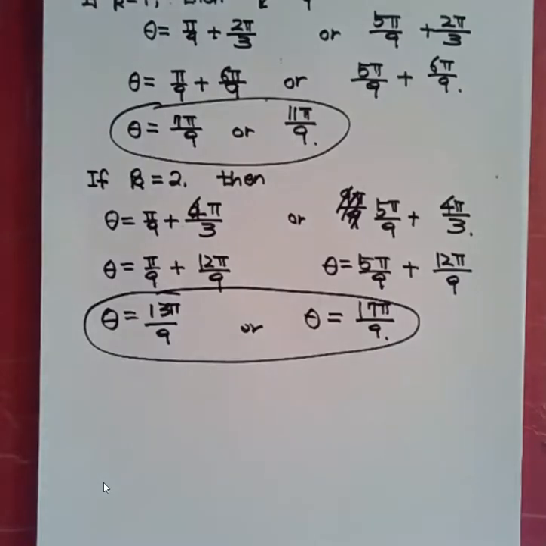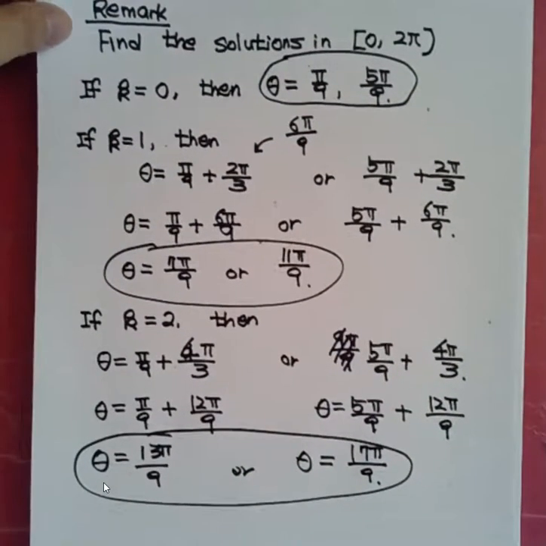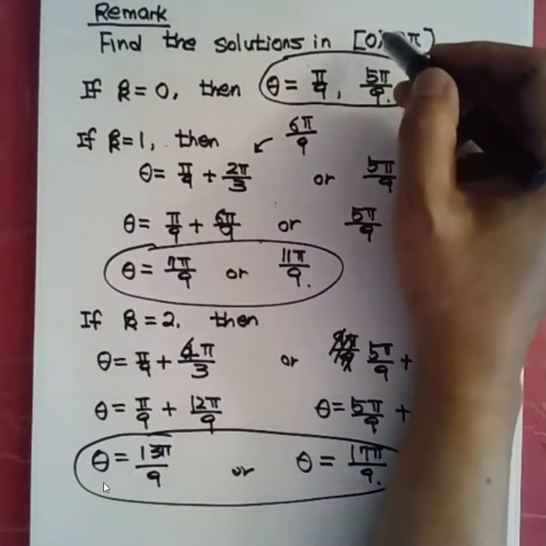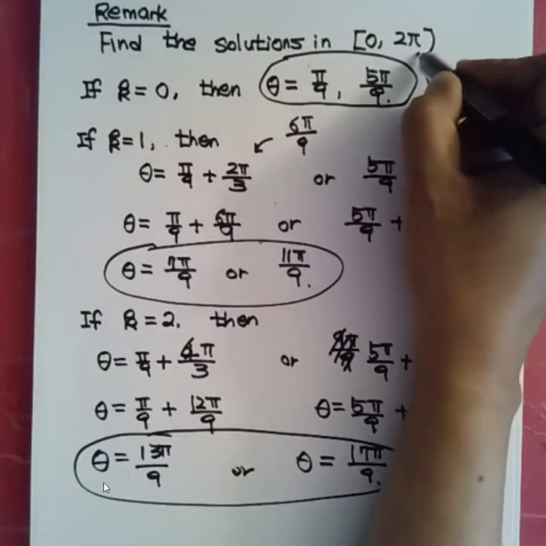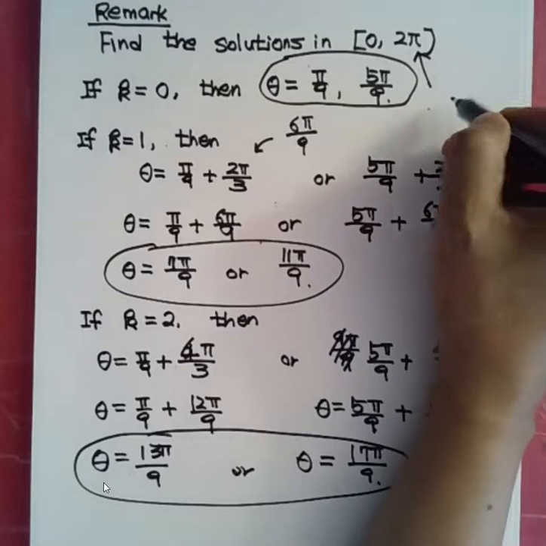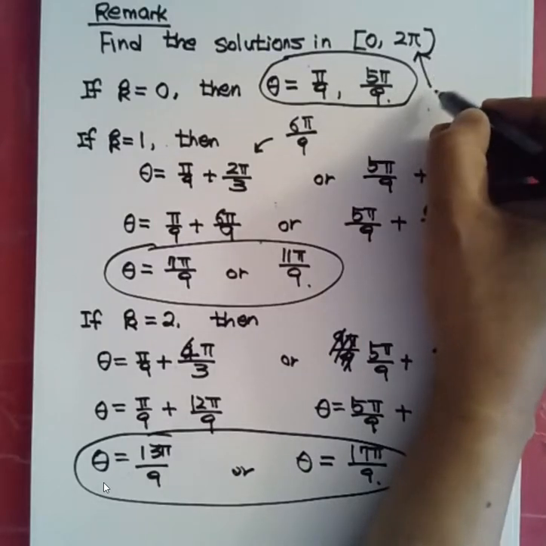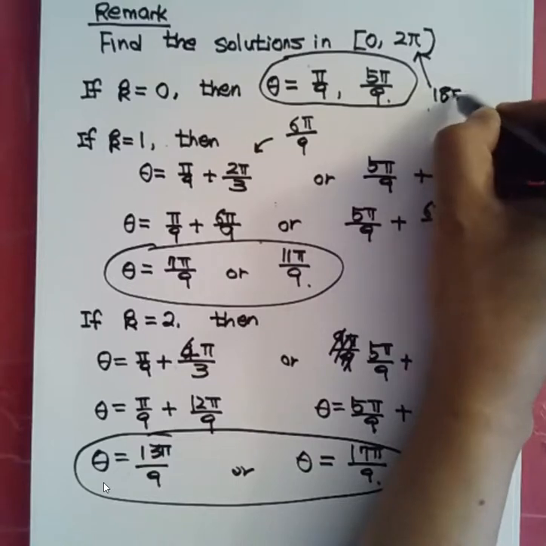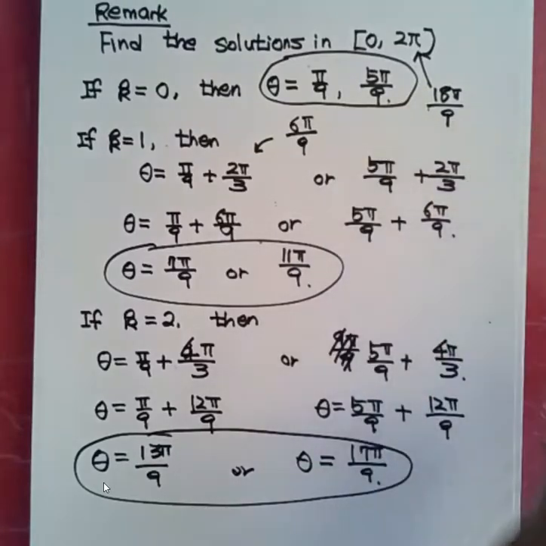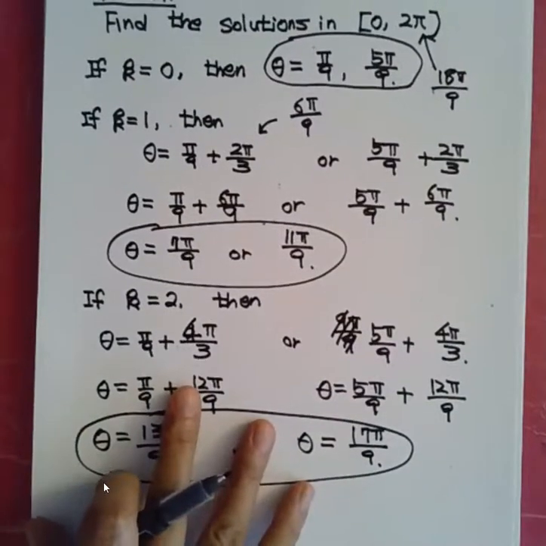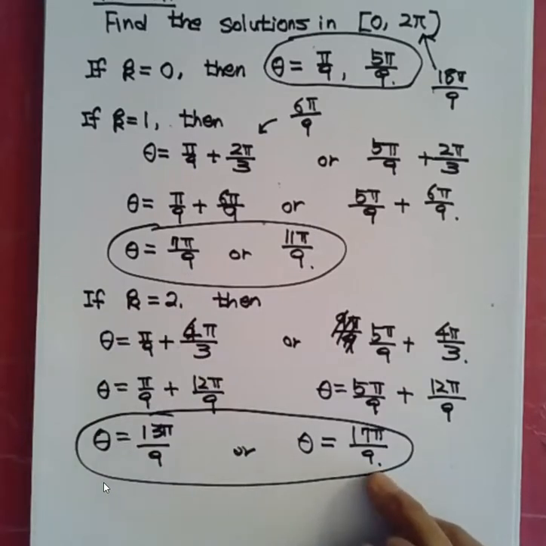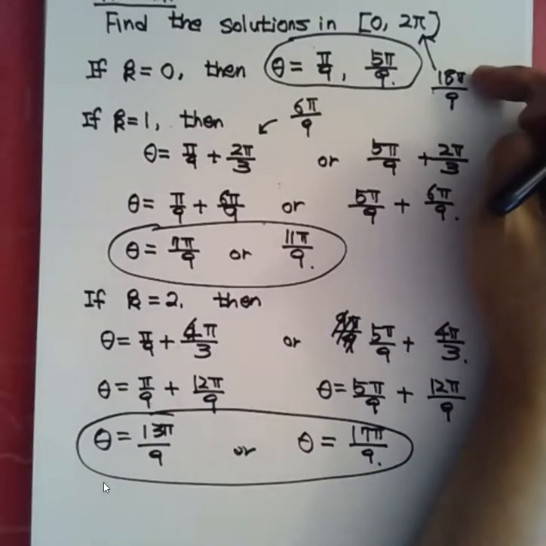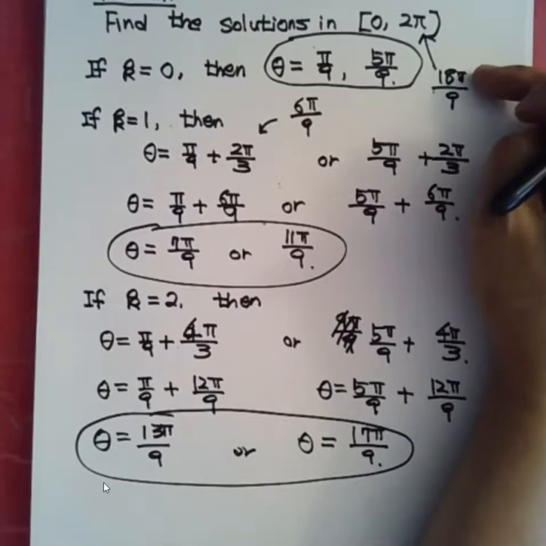What you have to notice here is the solution must stay between 0 and 2 pi. We are thinking about the denominator 9, so we have to think about 18 pi over 9. When we think about k equals 2, one of the solutions became 17 pi over 9, which is very close to 18 pi over 9.